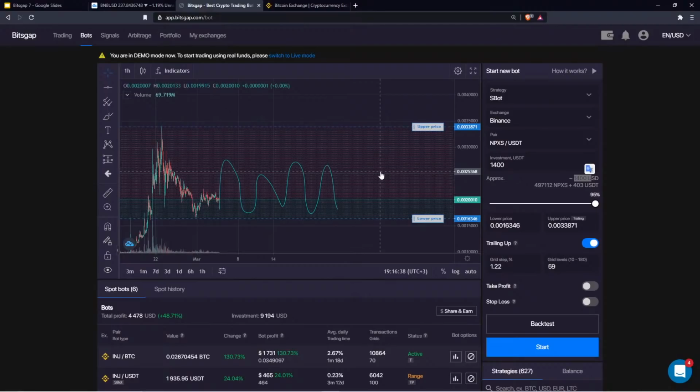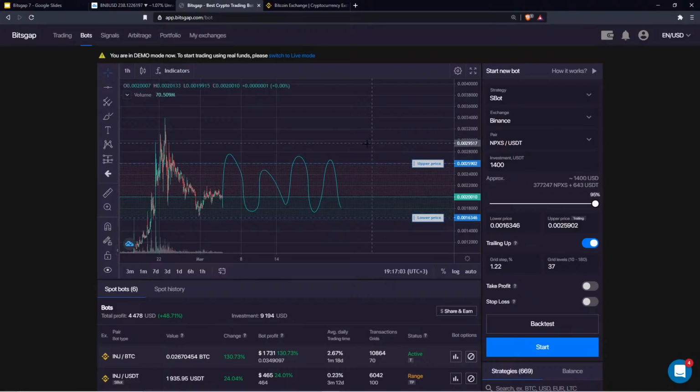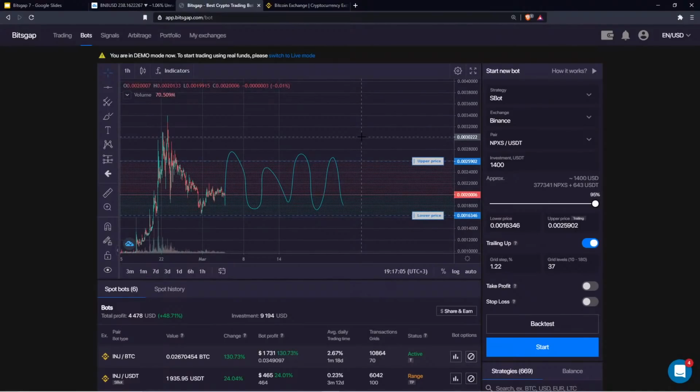If you don't want to enter the market with this high risk exposure, then just move your upper price lower, and by that you reduce your exposure to the base currency. You see, now it's not 500, now it's 377 NPXS, which is around $850 instead of the initial risk exposure that we had.